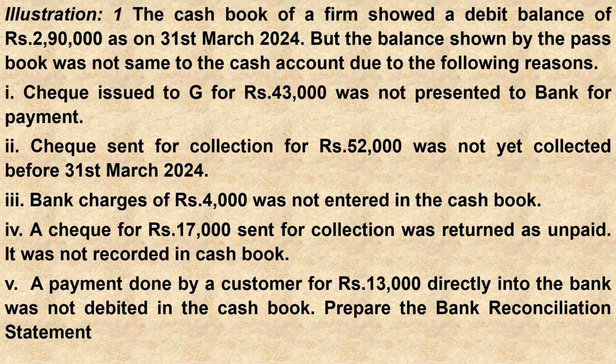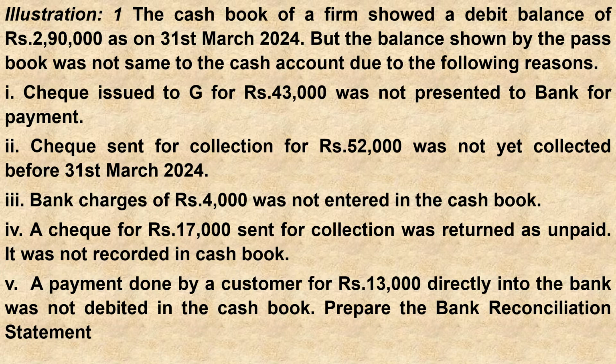Illustration 1. The cash book of a firm showed a debit balance of rupees 2,90,000 on the 31st of March 2024. But the balance shown by the pass book was not same as the cash account due to the following reasons. 1. Check issued to G for 43,000 rupees was not presented to bank for payment. 2. Check sent for collection for 52,000 rupees was not yet collected before the 31st of March 2024.